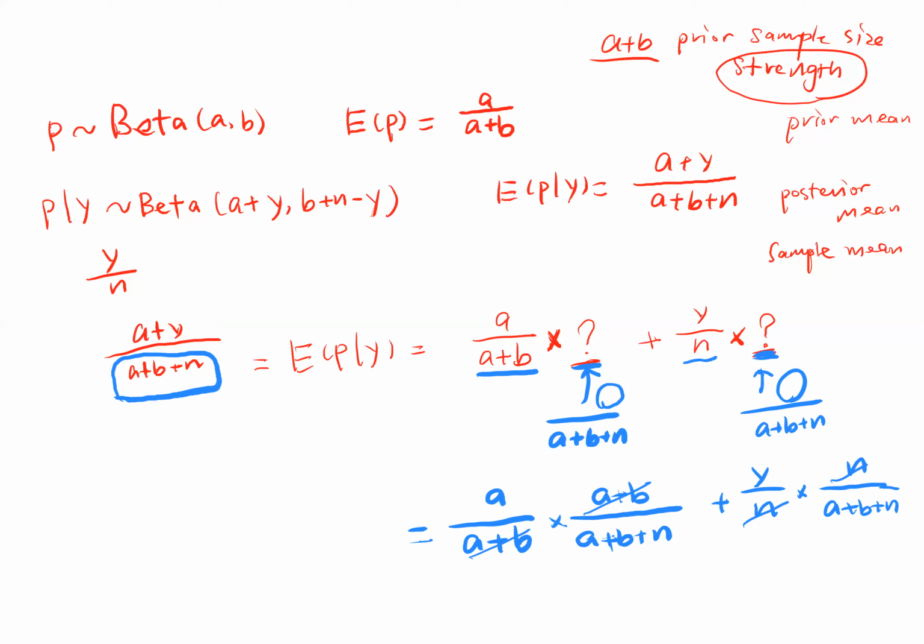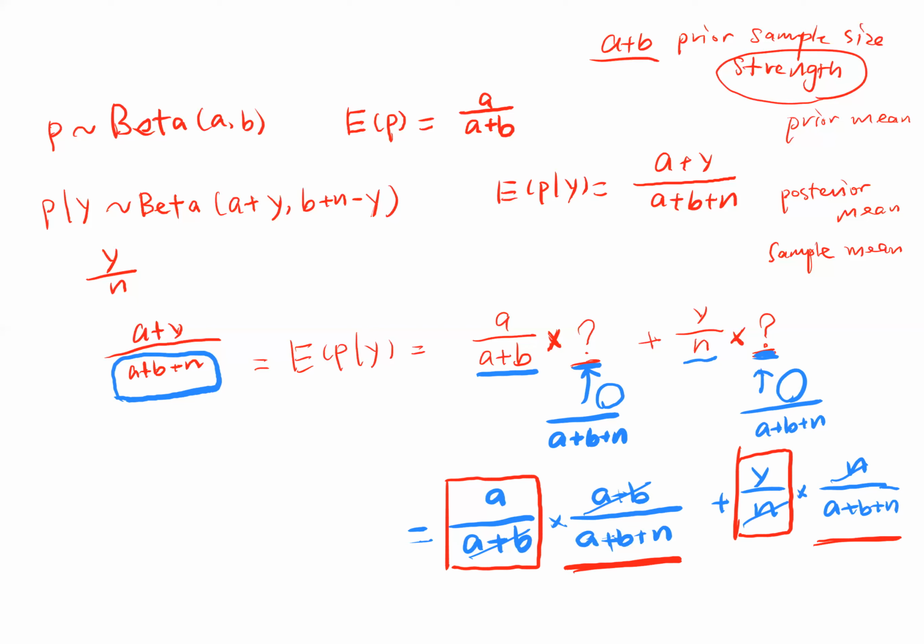Okay. So what this tells us is that we have this prior mean multiplied with the weight, and this is the sample mean multiplied with the weight. And notice that the weights add up to 1, and that's why we call them weights. Okay, they add up to 1.